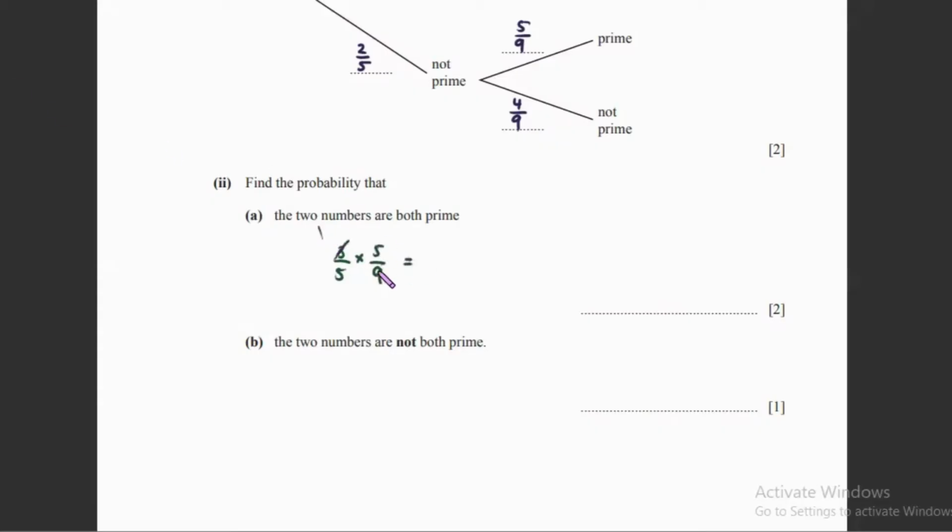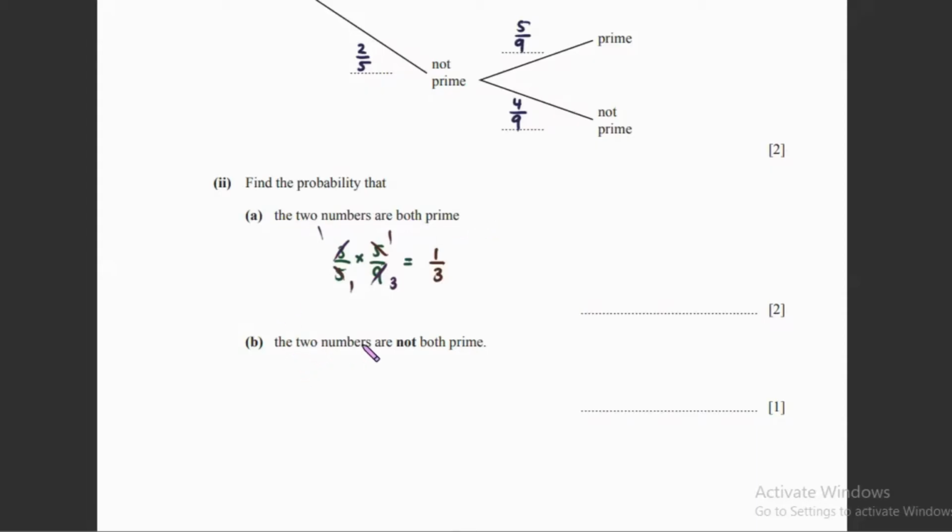So I can cross out this 3 with the 9 by dividing both by a 3. So I get a 3 here. And I can cross out this 5 with this 5 because they both are divisible by 5. So I get 1/3 as the probability of getting two numbers that are both prime.